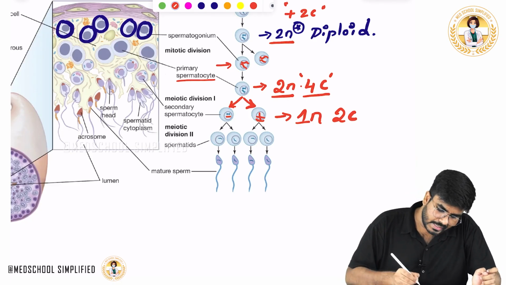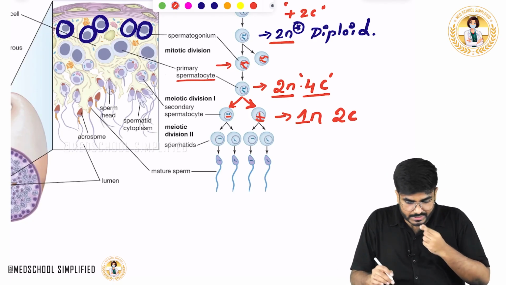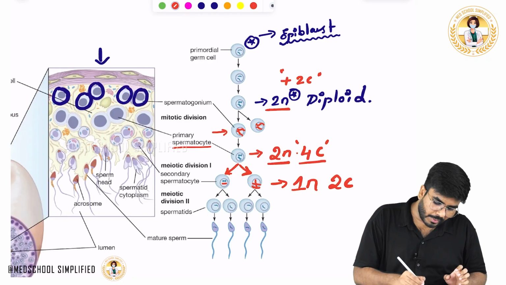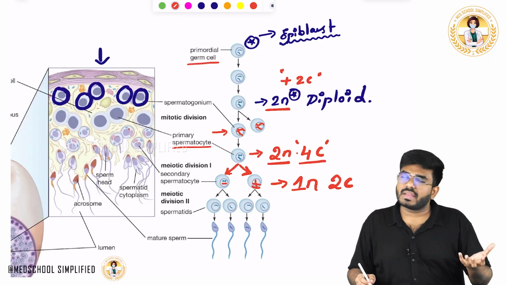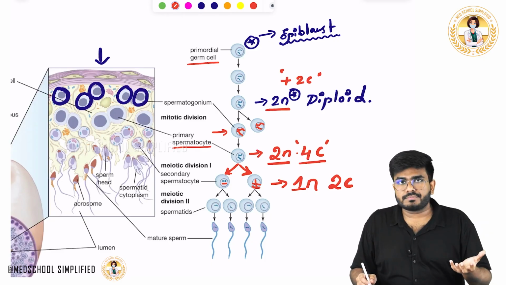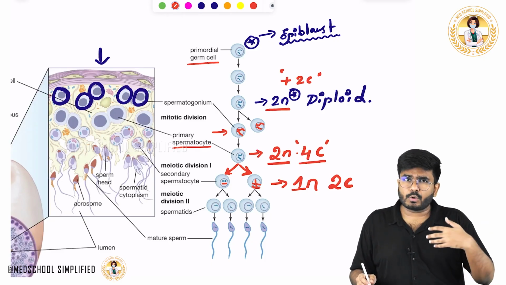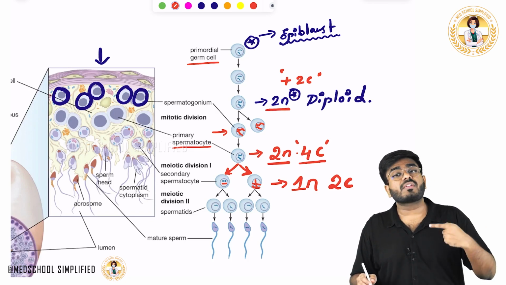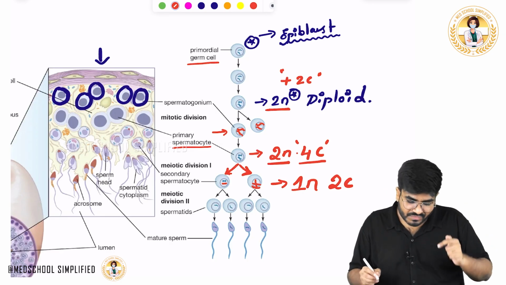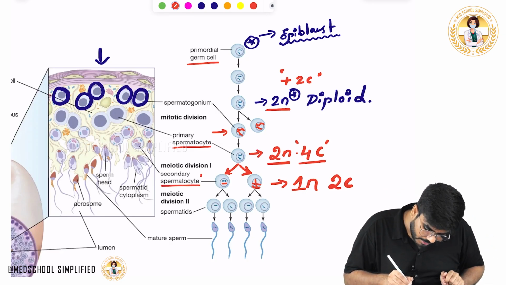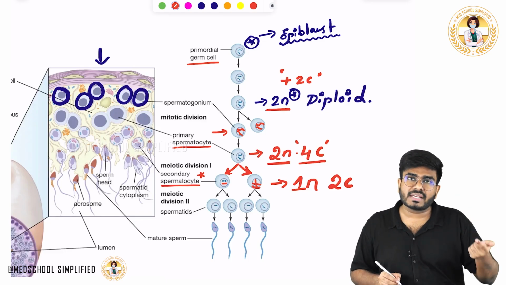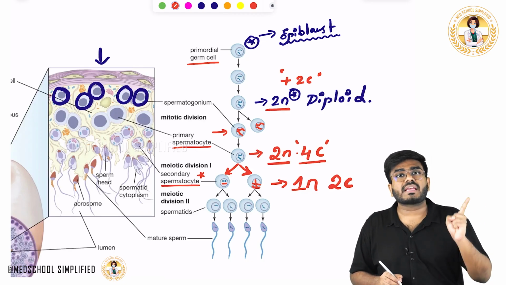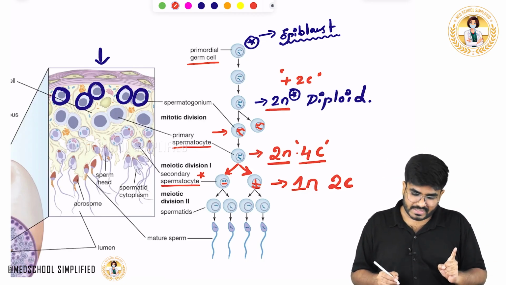Later what happens, guys, let me give you a recap so that you will have a better understanding. First, primordial germ cells are going to be there. They will enter into the testes, where they become spermatogonia. The spermatogonia during puberty are going to convert into primary spermatocytes. The primary spermatocytes after meiosis 1 become secondary spermatocytes. What is the difference between primary and secondary spermatocyte? Primary spermatocyte is diploid, secondary spermatocyte is haploid.